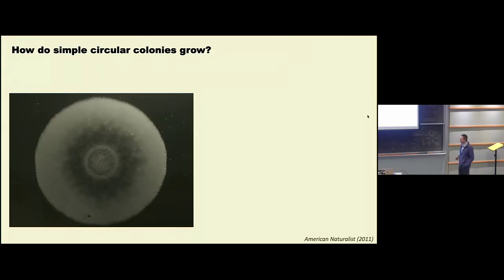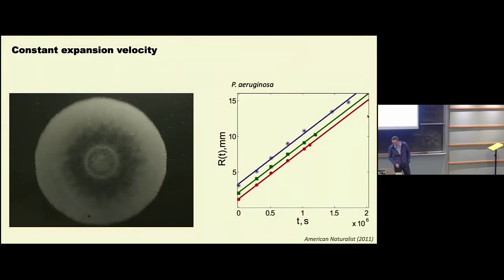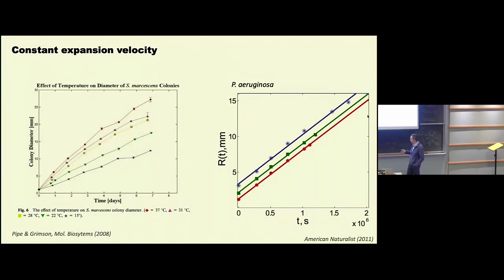A simple circular colony, and of course in this situation there is not much you need to describe the shape of this colony, just the radius, and then you can see how the radius increases as a function of time. In this particular case, for this Pseudomonas aeruginosa colony, the radius is a linear function of time, meaning that there's a constant velocity with which the colony grows. This is not unique to this microbe. People have, in a variety of systems, found a fixed velocity of the expansion.